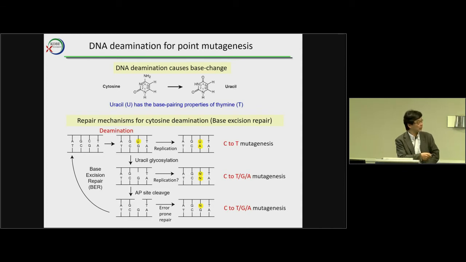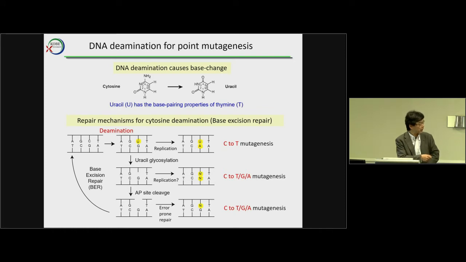This AID, a DNA deaminase, causes a base change. That means the cytidine has an amino group, but by removing this amino group with the AID, the cytidine changes to uracil. Then uracil has the base pairing property of thymine, T. As a result, this kind of editing reaction happens.